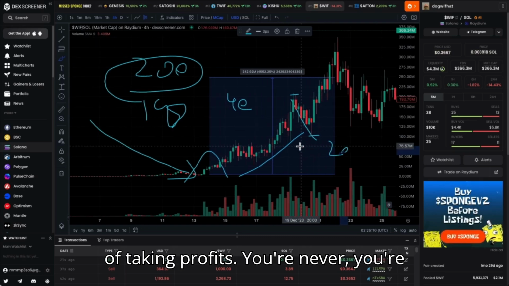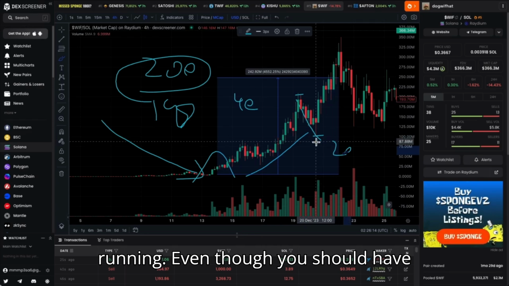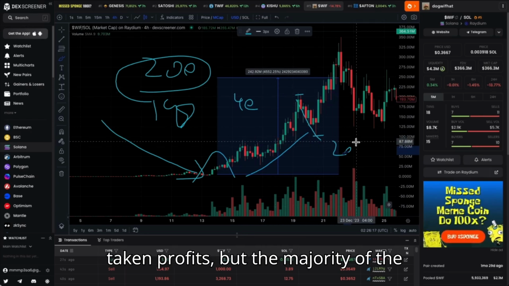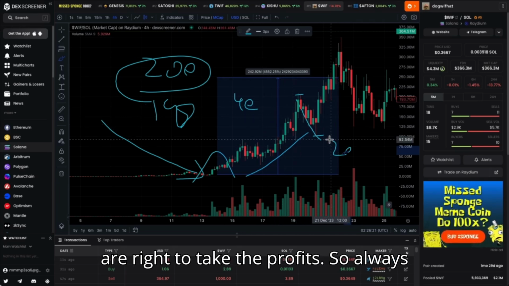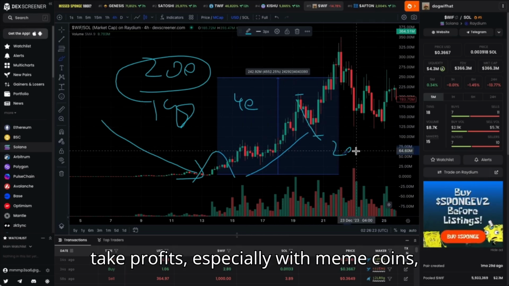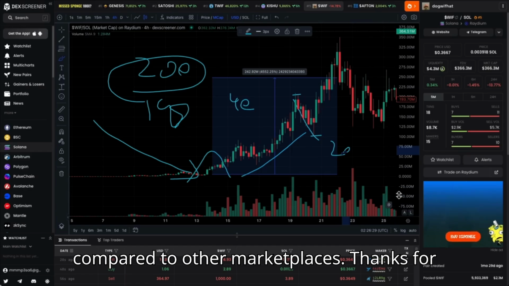And never be scared of taking profits. You're always going to have some that continued running even though you should have taken profits. But the majority of the time, 90% or more of the time, you are right to take the profits. So always take profits, especially with meme coins, because the chance of them suddenly turning on you is way higher compared to other marketplaces.